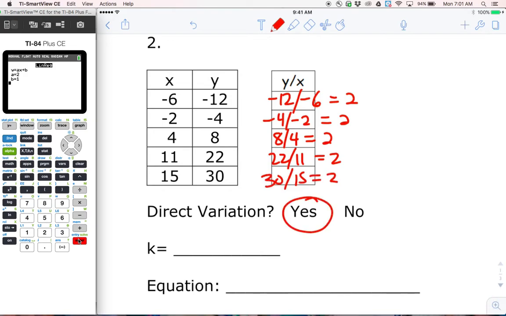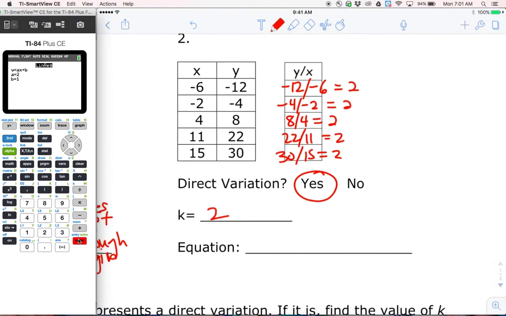So I know this is direct variation. K is 2, right? Everything's getting multiplied by 2. And this makes my equation writing super easy because I get to just say y is equal to 2x. I don't need to write plus 0, right? Because it's direct variation, it's going through the origin. I just have my equation here.